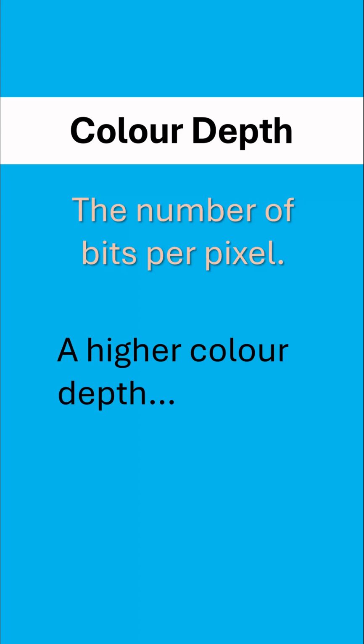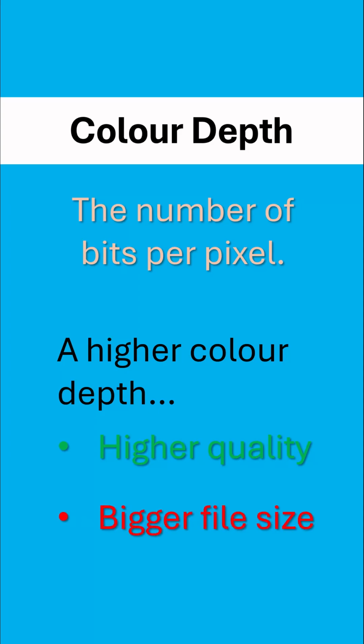There are often lots of misconceptions about colour depth at GCSE. Some students think it's the number of colours an image has, which it is not. The colour depth is the number of bits per pixel. Now, this does give you the number of colours we have, and so a higher colour depth does give you a higher quality image because it can have more colours, but because we are storing more bits per pixel, it will also have a bigger file size.